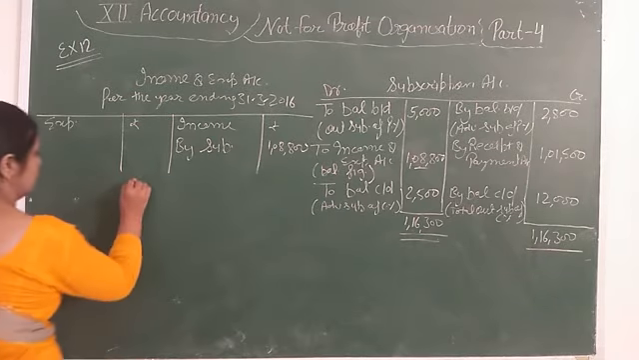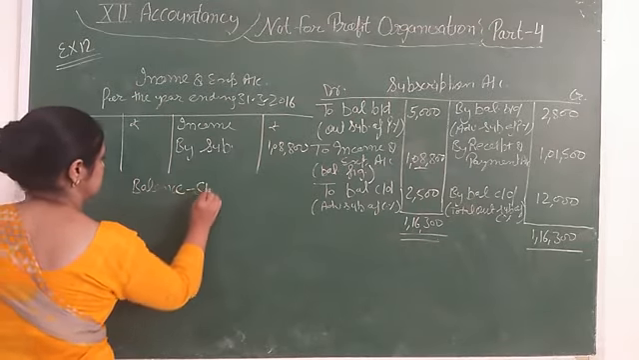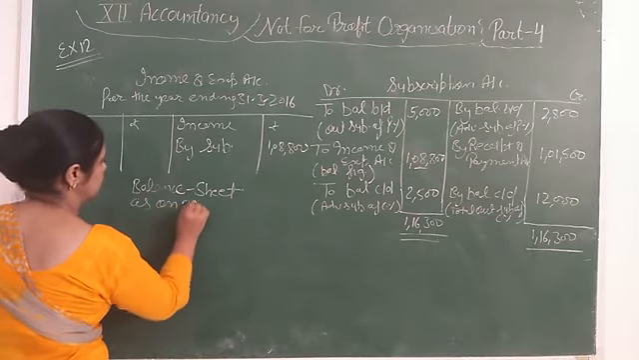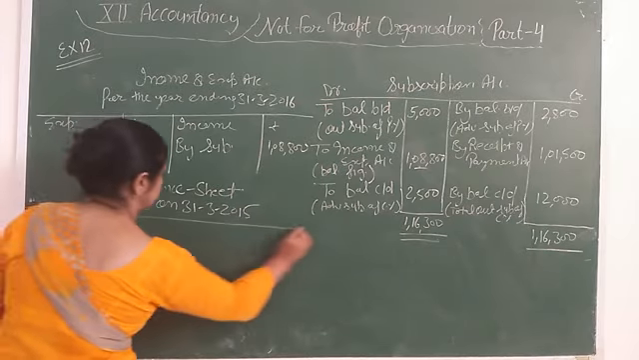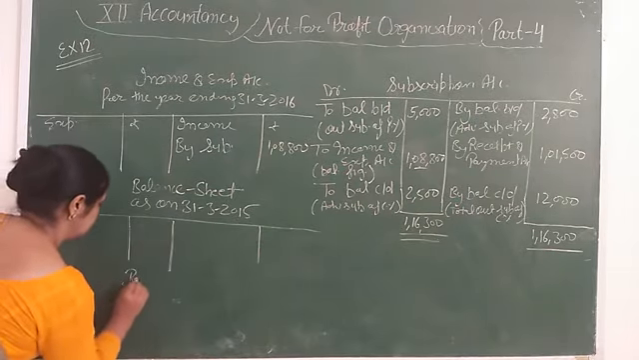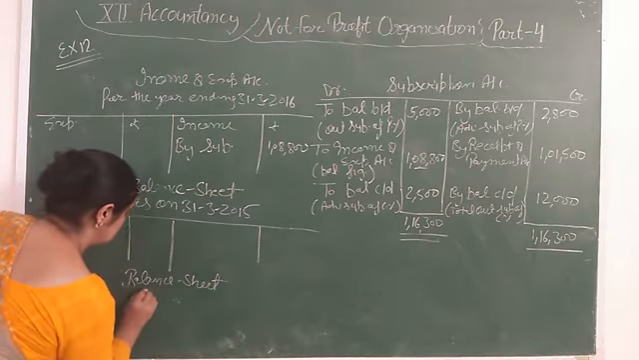Now how will we show it in the balance sheet? We will make the balance sheet of both years, 31st March 2015 and 31st March 2016.